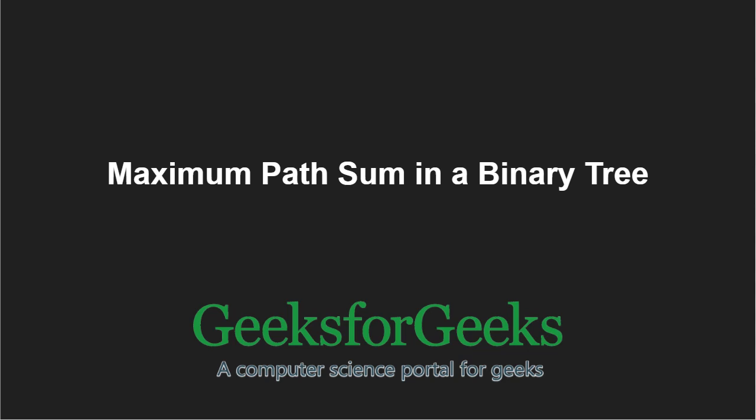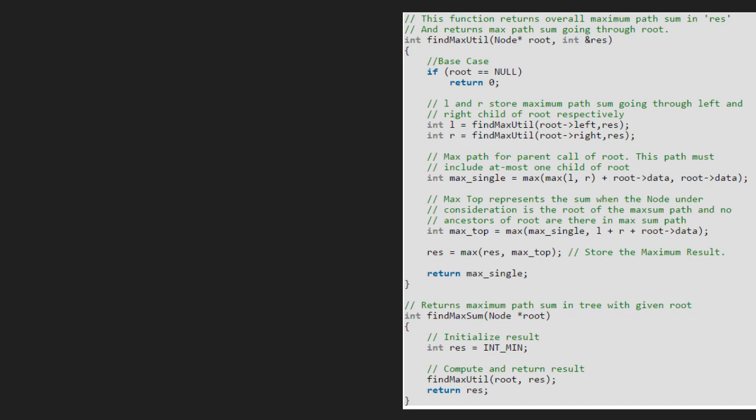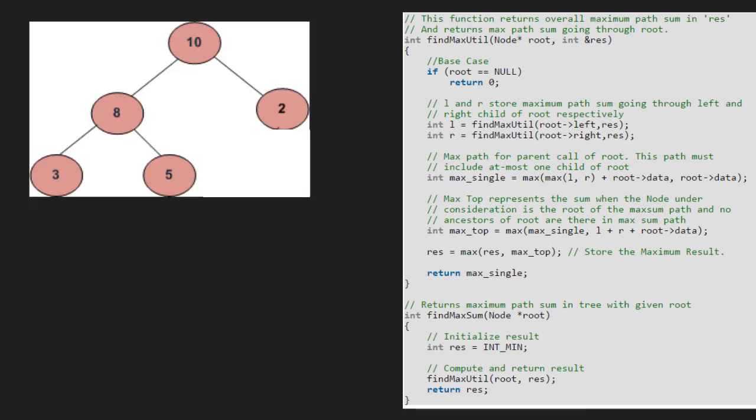In this video, we are going to understand the program which helps us in finding the maximum path sum in a binary tree. First, let us take an example. In this binary tree, the maximum path sum will be between nodes 20 and 10, which is 42. Now, let us see the algorithm. Let us also have a sample tree to test our algorithm.